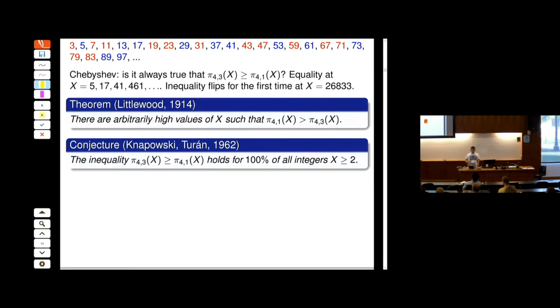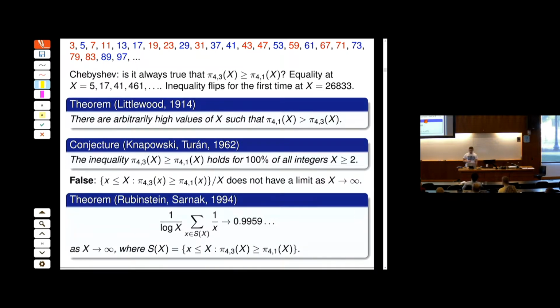Well, it turns out that they were wrong. That is not true. Rubinstein and Sarnak showed that, if you try to do the statistic of how many numbers satisfy Chebyshev's bias, then you would look at this function and try to see where it goes as x goes to infinity, and it turns out it does not have a limit. So it cannot be true that 100% of them are satisfying the inequality.